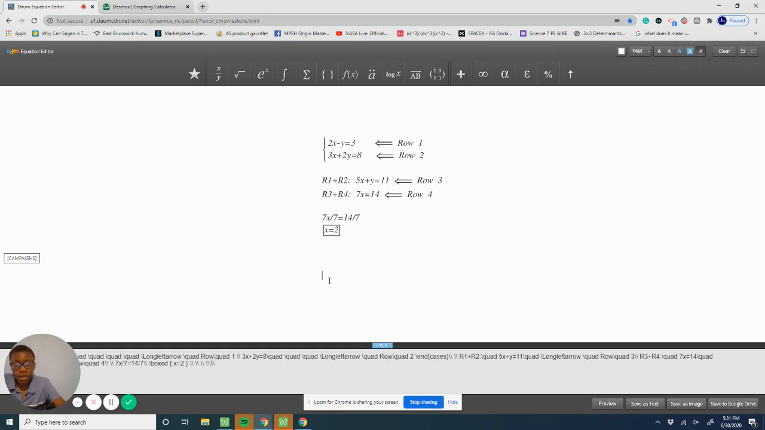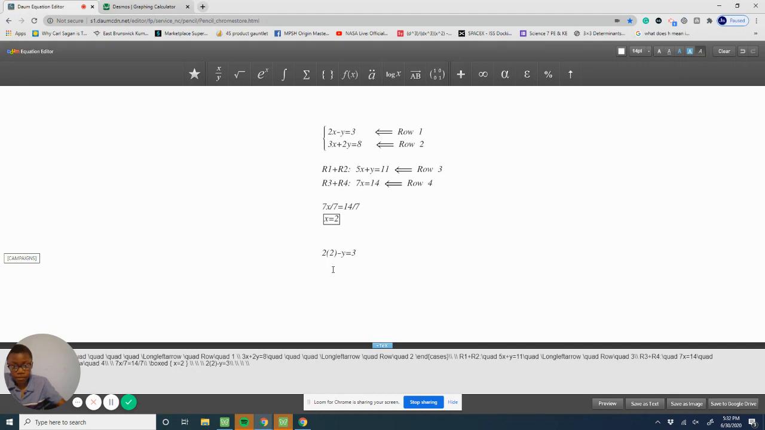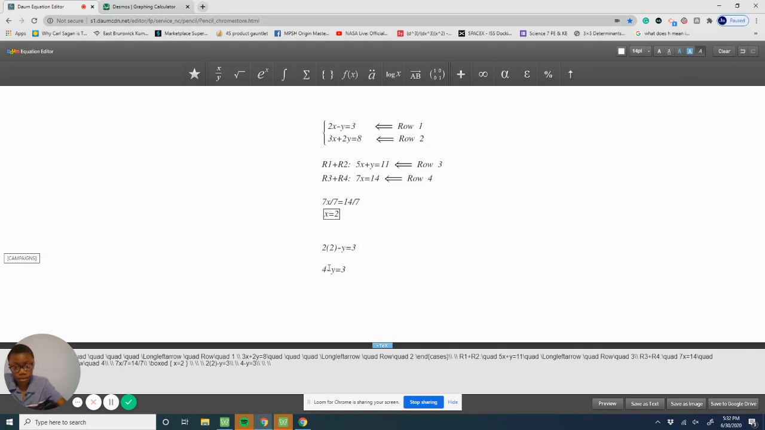Substitution. We have x equals 2. You can choose either one of these equations, right? We can choose this, row 2, or row 1, right? So let's just go with row 1 for substituting, right? So now we have this, right? We're substituting in that value. It's going to be 4 minus y equals 3, and this is row 1. And if we continue to simplify, right? 4 minus y equals 3.